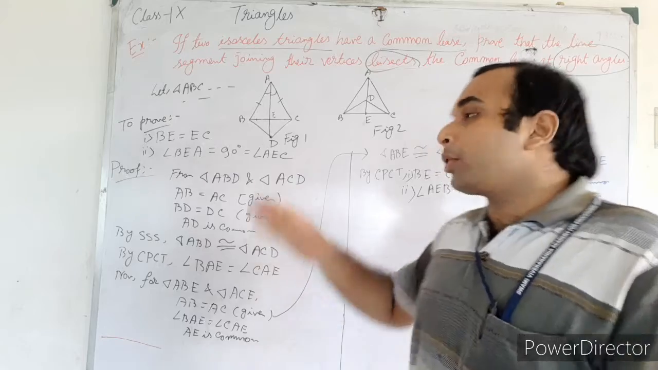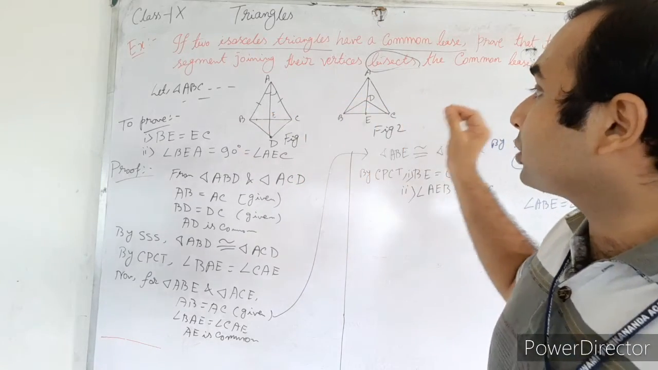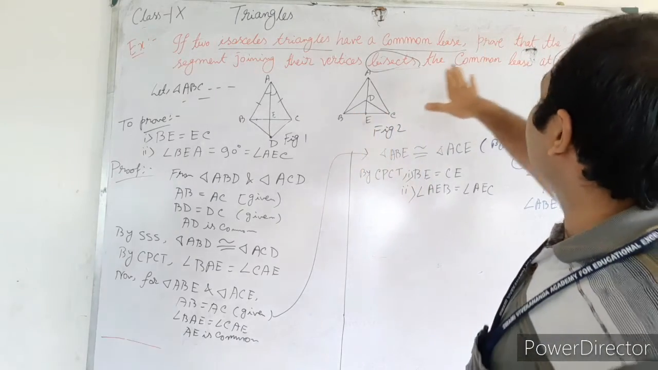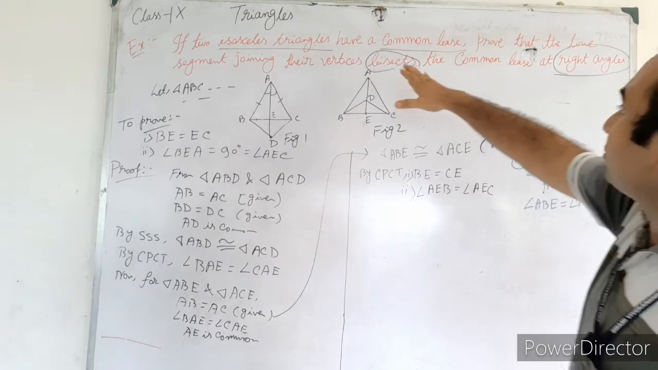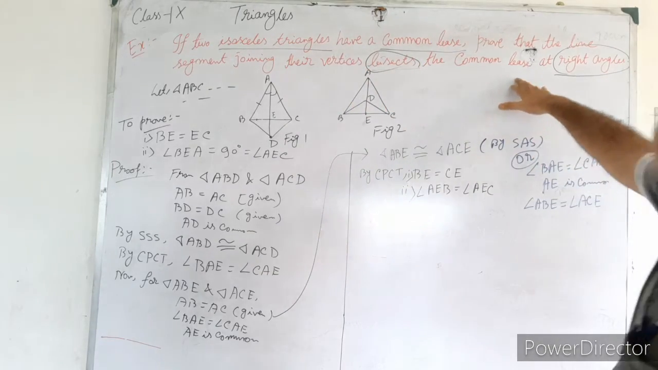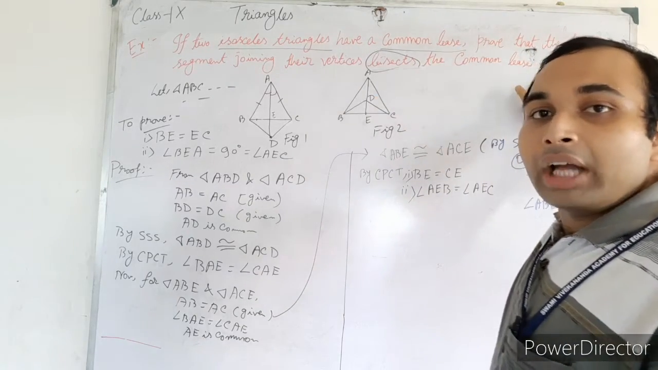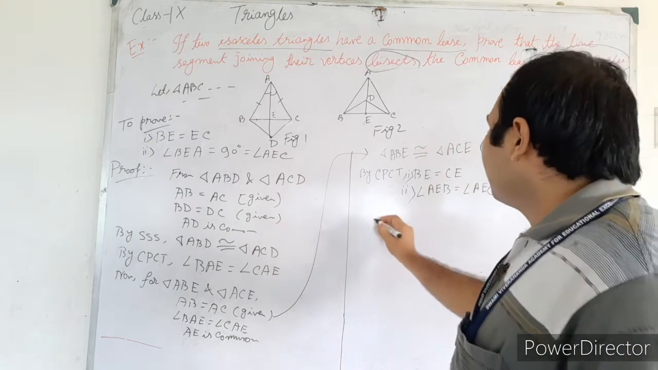Look, here we have got those two angles equal, but we have not got that those are 90 degrees, because here we have to say that the line segment joining the vertices bisects the common base at right angle. We have proved that it bisects, but not at right angle. We have to prove that those are right angles. Just see here now.